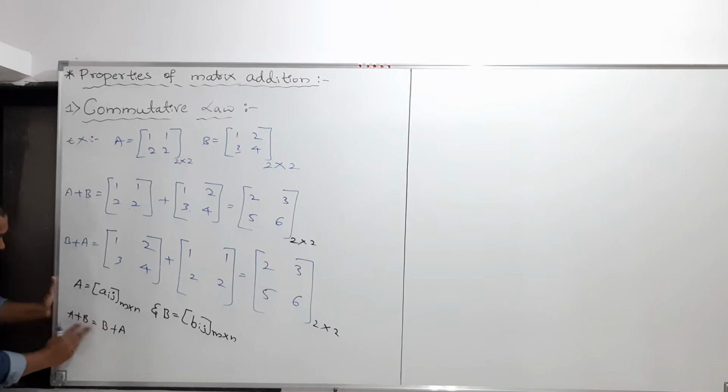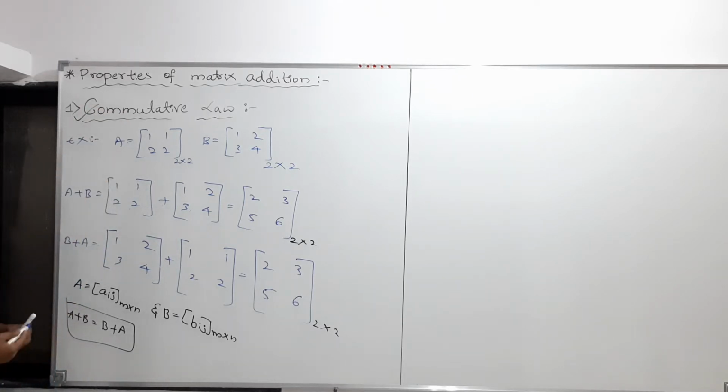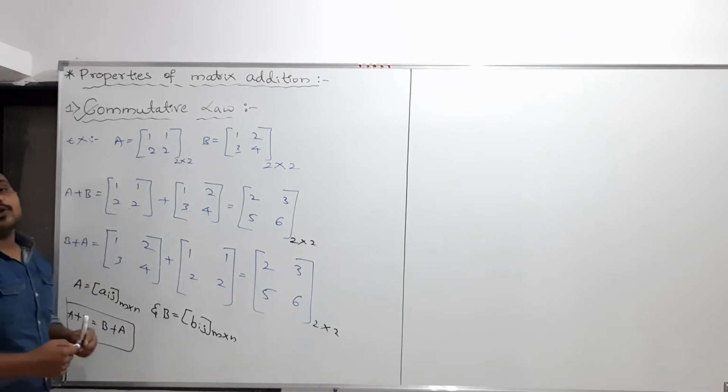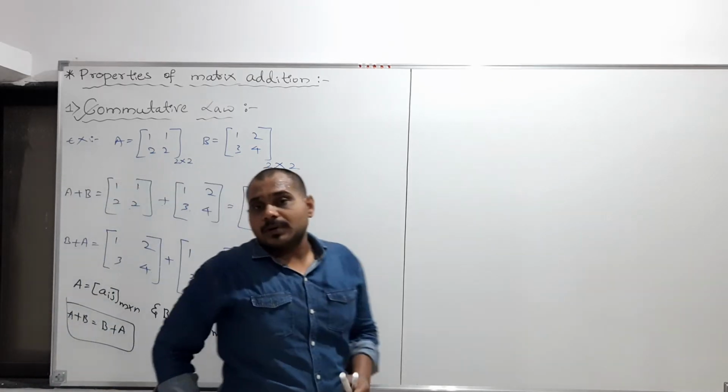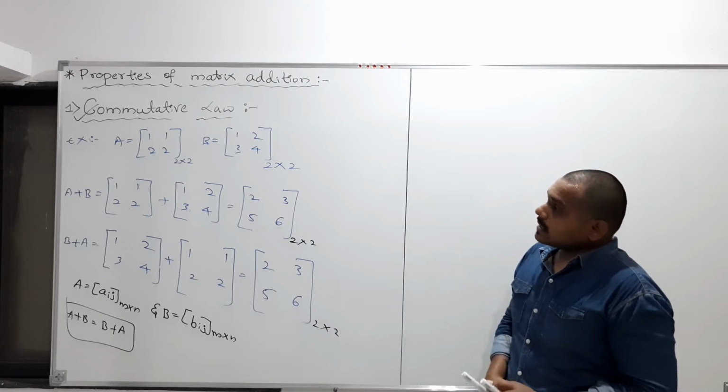It means that if you interchange the matrices and do the addition, then the value will not alter. Value will remain as it is. So this we can call the property, that is commutative law. So what is commutative law? Commutative law is nothing but if A and B are two matrices of the same order m cross n, then A plus B is equal to B plus A. This is our commutative law, and this is the first property we are going to discuss in matrix addition.